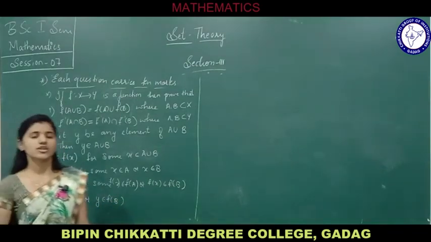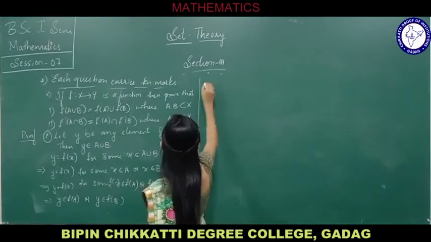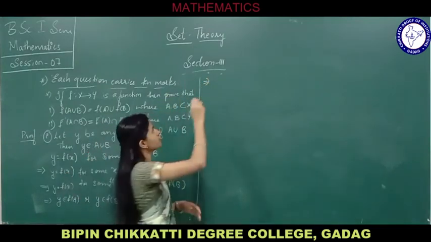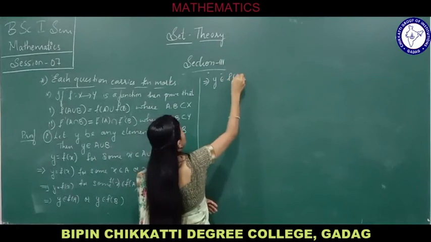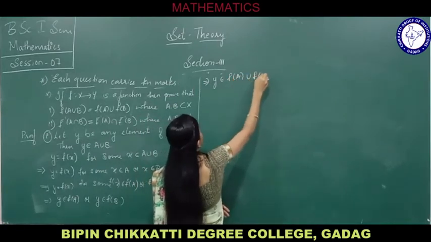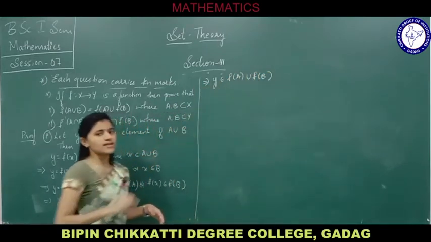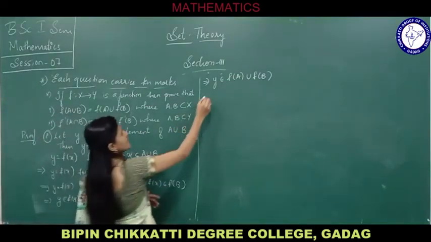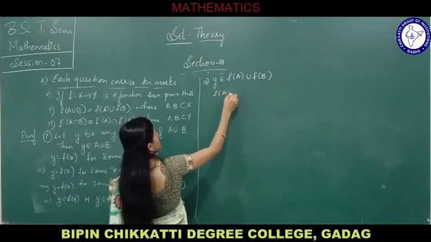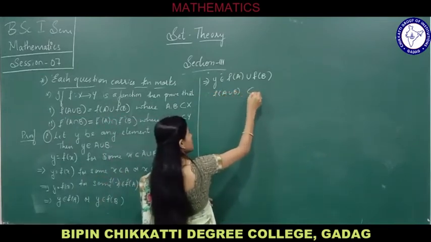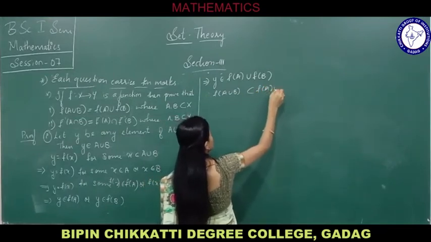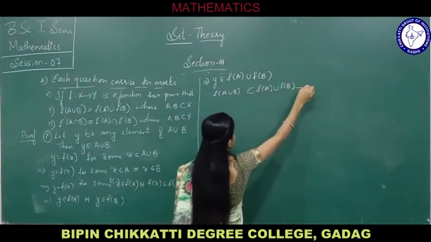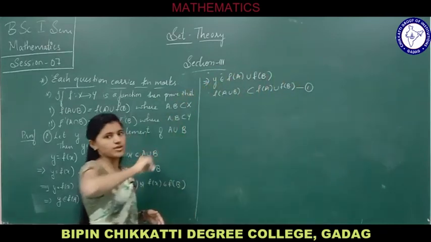If so, what are we going to write? We are going to write y belongs to f of A union f of B. It either belongs to f of A or f of B, so we can write y belongs to f of A union f of B. Therefore, f of A union B became a subset of f of A union f of B. Consider this as equation 1.